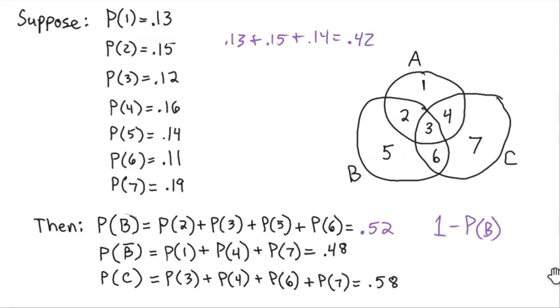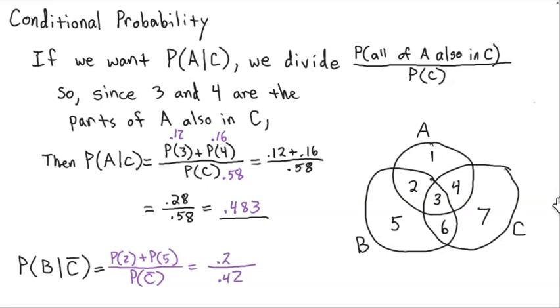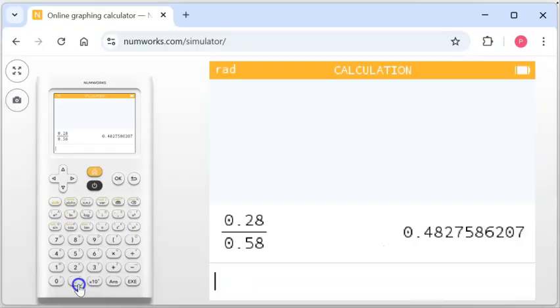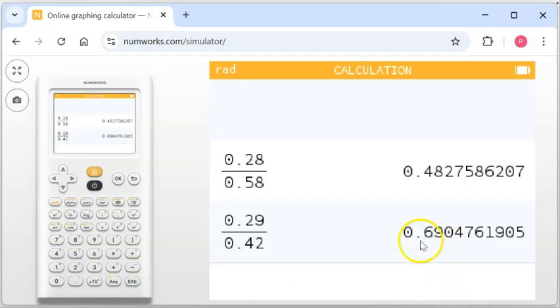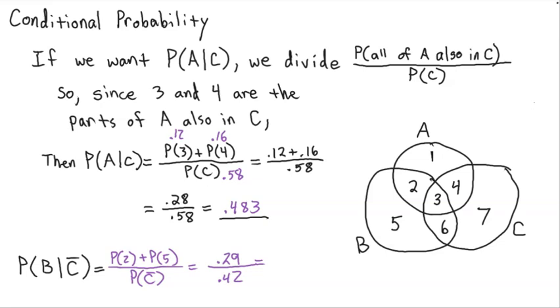And then, of course, in the numerator, we want just the probability of 2 with the probability of 5. If we add those two together, we get 0.29. So we get 0.29 divided by 0.42, and that gives us 0.690. This 4 will not round up this 0, so it's 0.690. We can also just write it as 0.69, okay? And so the probability of B given the complement of C is equal to 0.69.